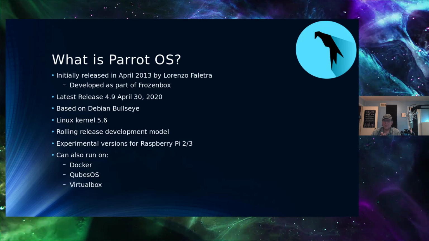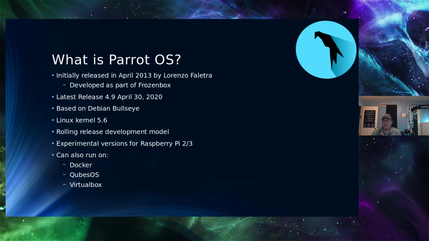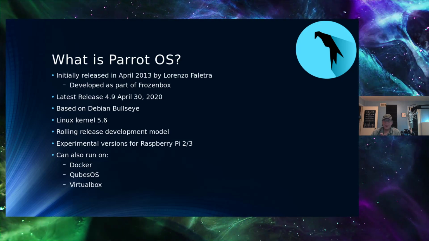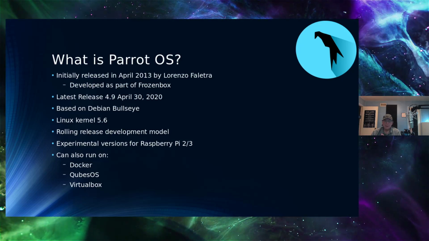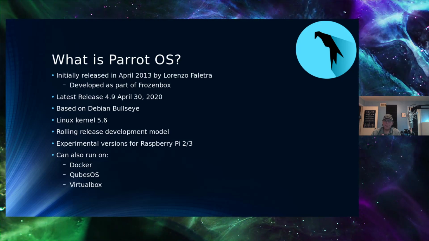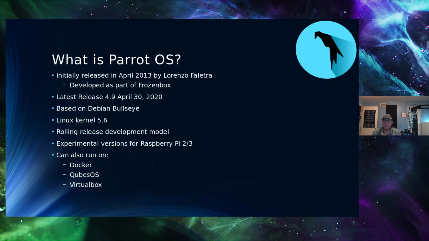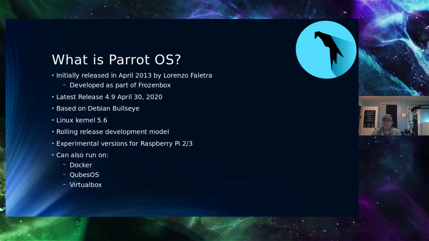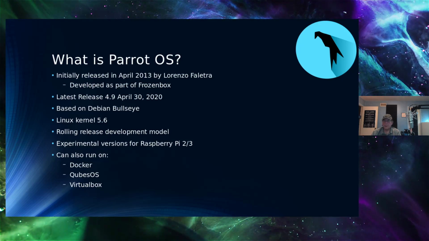I'm guessing it's not SID. That wouldn't have a name, it would be SID. But the Linux kernel is 5.6, and we'll check that to see if it's still that way. That was the information on their site. There are some experimental versions for ARM as well, and Raspberry Pi 2 and 3 are supported. I don't know if they have plans to support Pi 4, or maybe it just hasn't been tested. But it can also run on Docker and Qubes OS, and also in VirtualBox. I'm going to be installing this today in Proxmox, and it runs there as well.